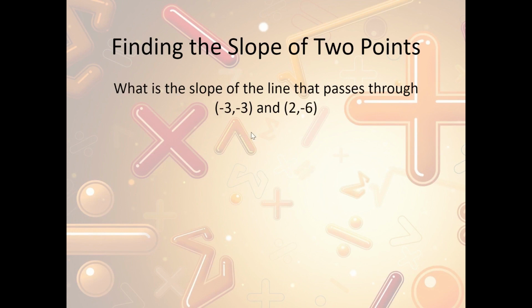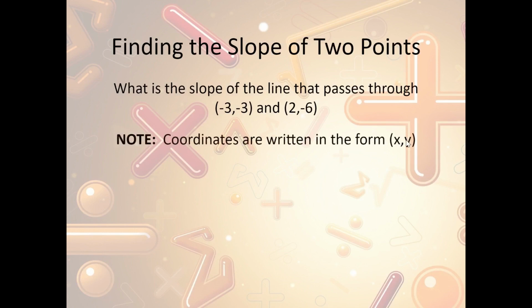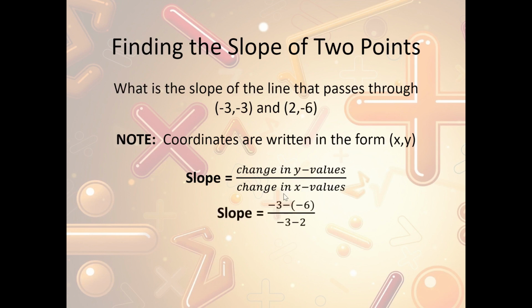So what is the slope of the line that passes through (-3, -3) and (2, -6)? Again, coordinates are written as x and y. So this is my x, this is my y, this is my x, this is my y. And slope is change in y over change in x. So I'm going to calculate that by subtracting my y values first. So -3 minus -6. And then I'm going to subtract my x values, which is -3 minus 2. So I get -3 minus -6 and -3 minus 2.